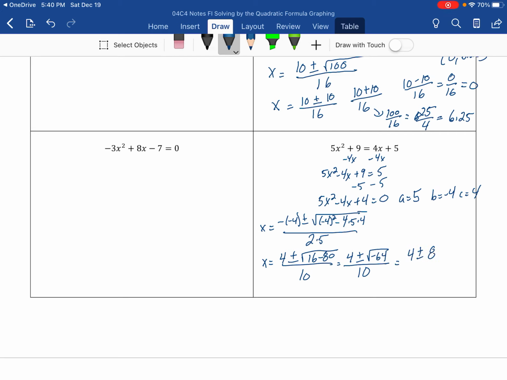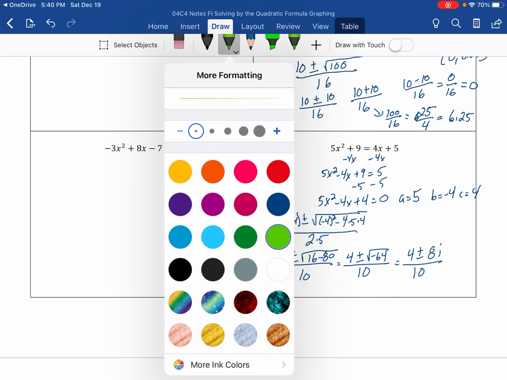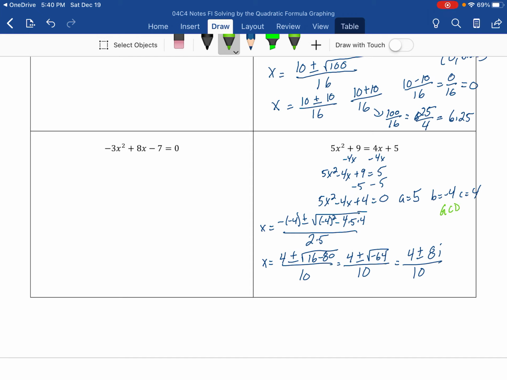Now, the square root of -64 is 8i, because the square root of 64 is 8, and the square root of -1 is i. We're going to go back to what you used to have to do. So when you end up with this complex fraction, what you need to do is find the greatest common factor of 4, 8, and 10, which is equal to 2. So my last step is I'm going to divide each part of this by 2. So I end up with 2 plus or minus 4i over 5. And that's my final answer there.